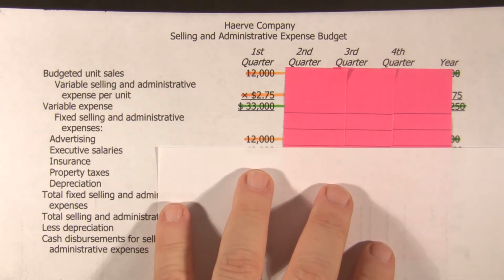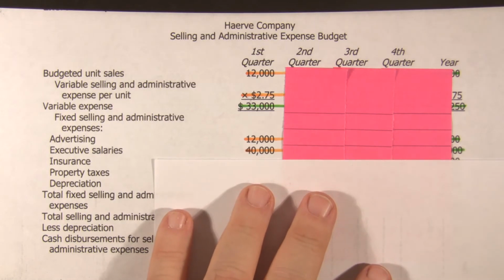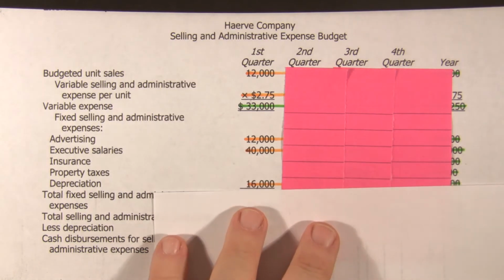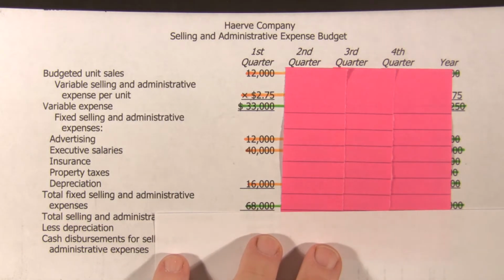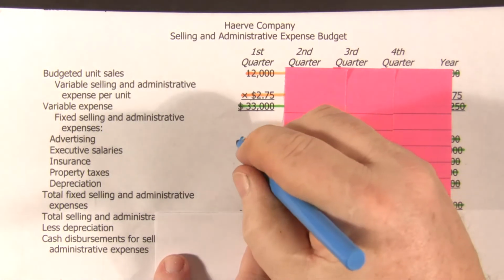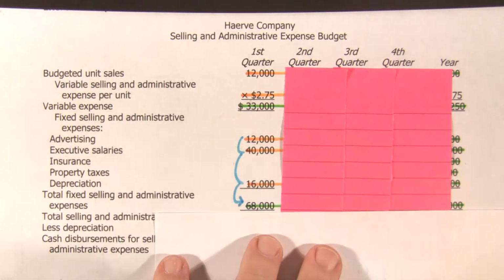They tell us that there's going to be $12,000 in advertising expense, $40,000 in salaries, $16,000 in depreciation, so that gives us a total of $68,000. And let me show you where that $68,000 came from. That's these three items. So that's the total fixed selling and administrative costs.